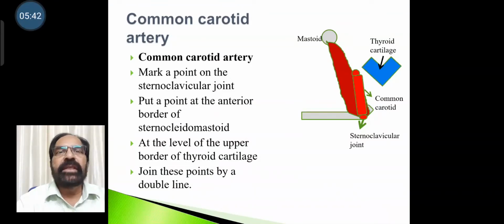Then common carotid artery. To mark common carotid artery, mark a point on the sternoclavicular joint, as can be seen. Put a point at the anterior border of sternocleidomastoid, at the level of upper border of thyroid cartilage, as shown. Join these points by a double line, as seen in the picture. So this represents carotid artery.